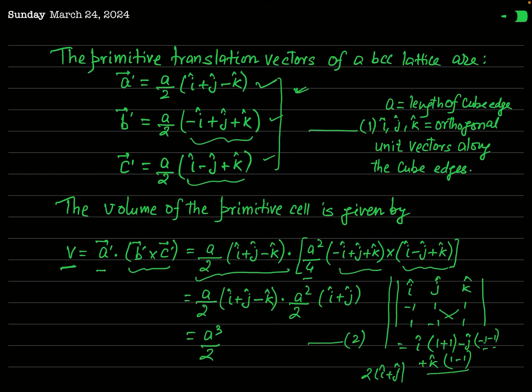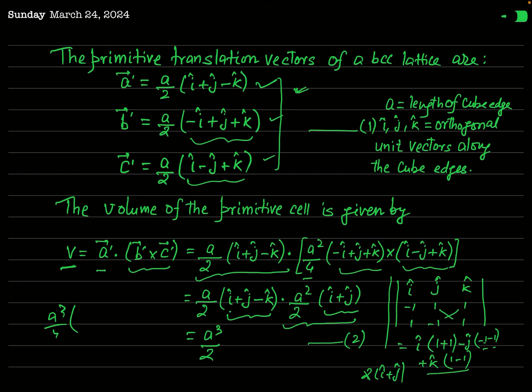And so this expression can be simplified as a square by 2 times i plus j, because this 2 will cancel out, and here at the place of 4 there will be 2. Okay. Now we will find the scalar product of this i plus j minus k with i plus j. This is very easy. You can see this will be actually a cube over 4. And take the scalar products.